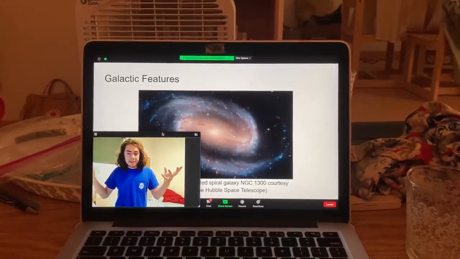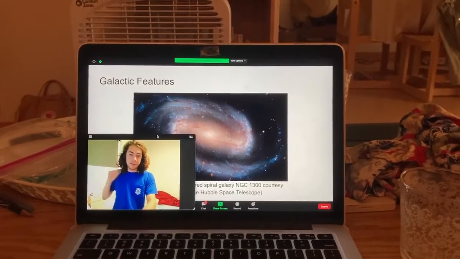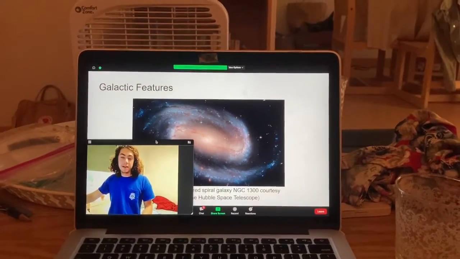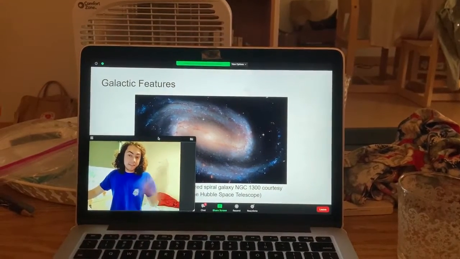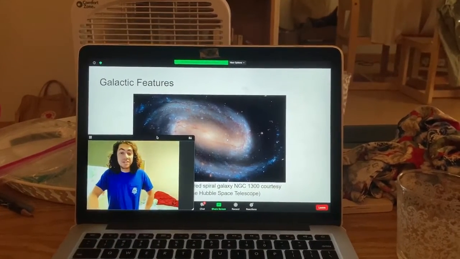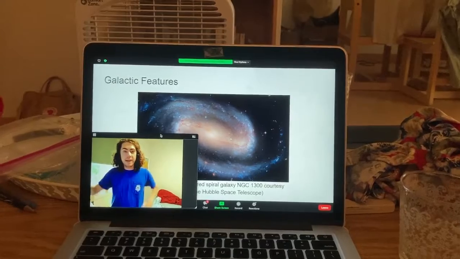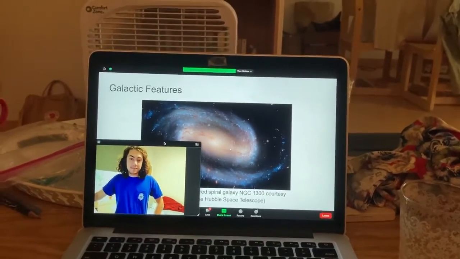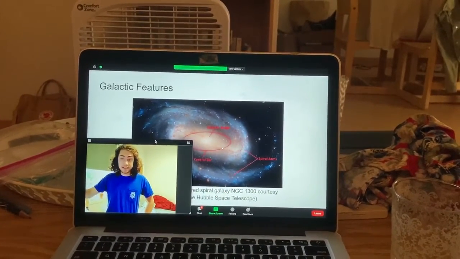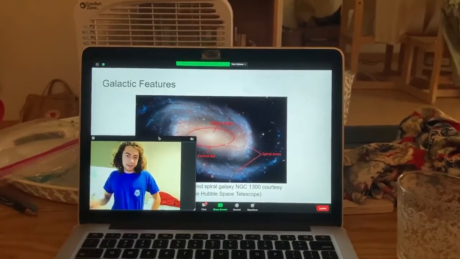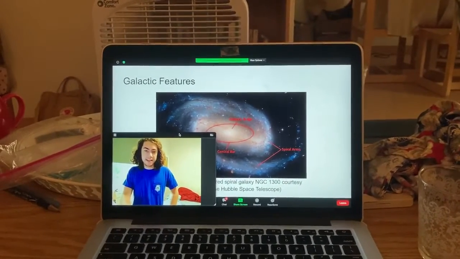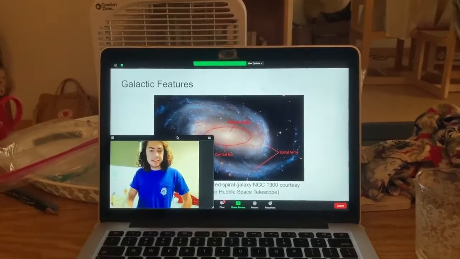So let's talk about some galactic features. Here's a beautiful image of the galaxy NGC 1300 from NASA, and I definitely say this guy is pretty interesting. NGC 1300 is what we call a barred spiral galaxy. That's because it has some very nice galactic features, a central bar, and 2 spiral arms. It also has a galactic bulge, but that's slightly more common among galaxies.